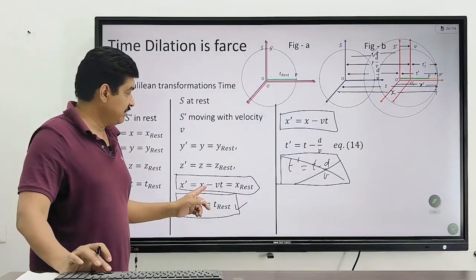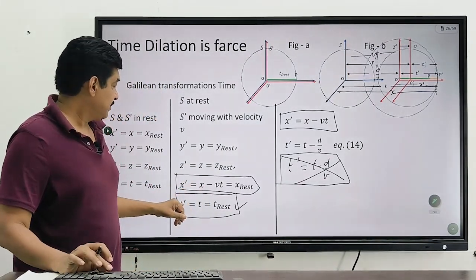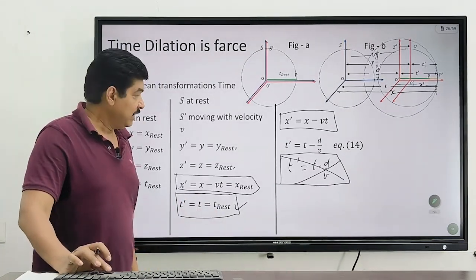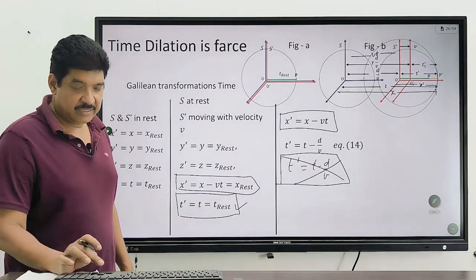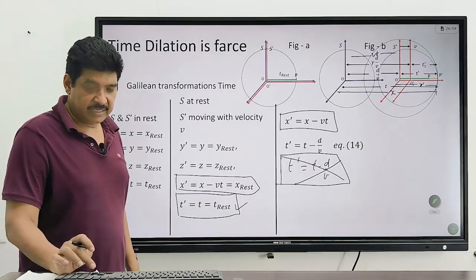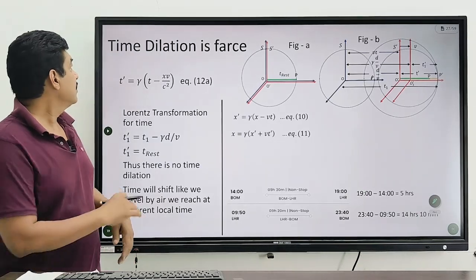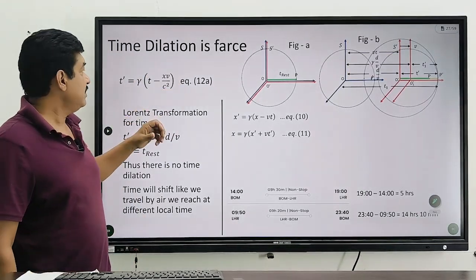Right? So he has given the right equation, that is t dash is equal to t. There is no change in time, no change in time duration. So there is no time dilation.